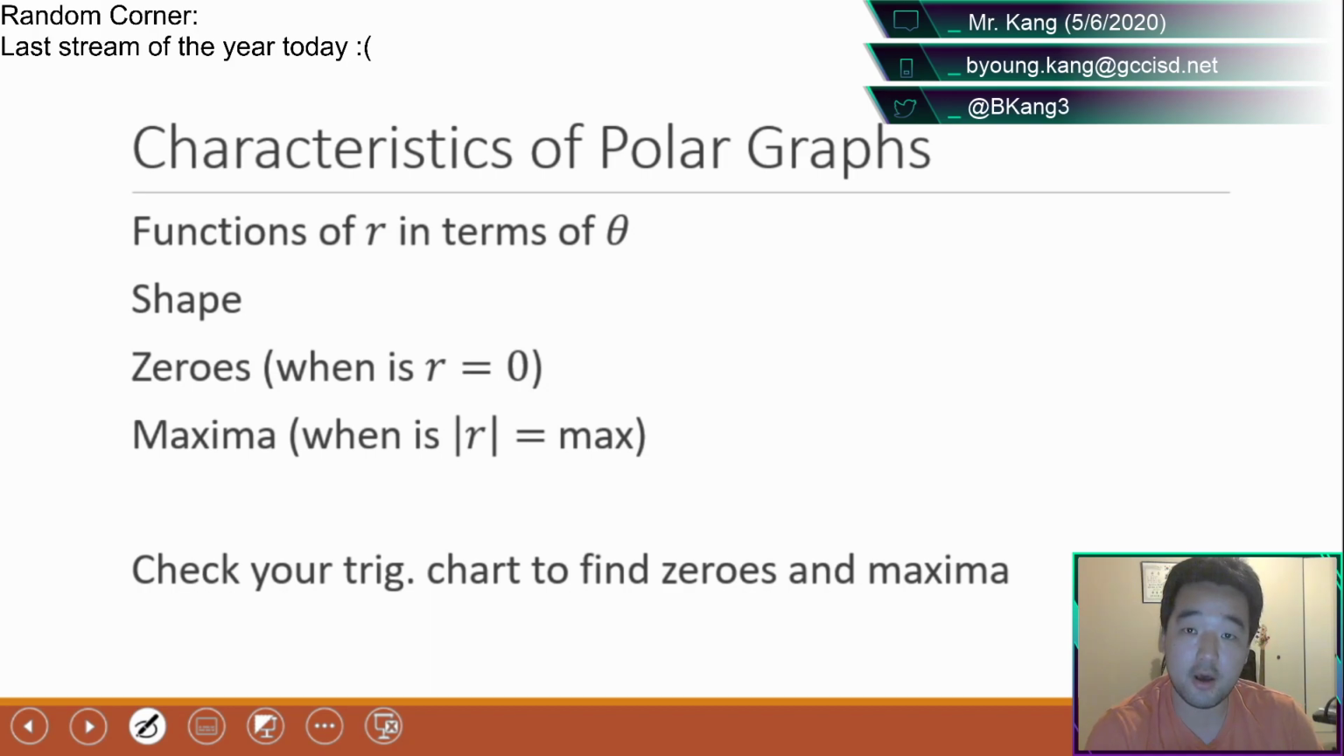And remember, when we say r, we mean the distance from the origin, and that was polar coordinates last time. You're going to be using your trig chart to find these values, so I'll show you how to do that with some of these examples.